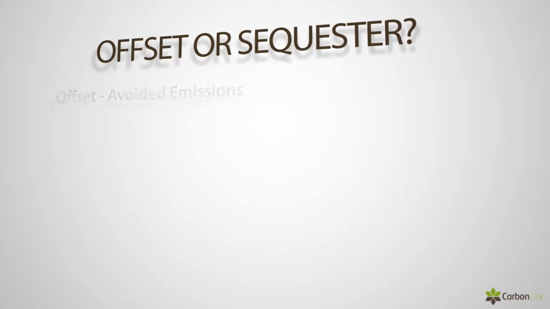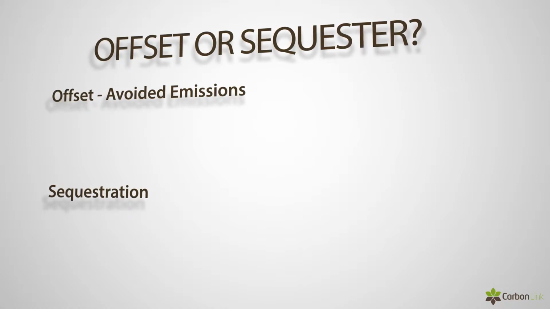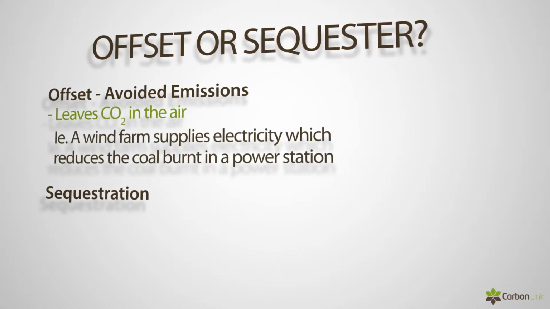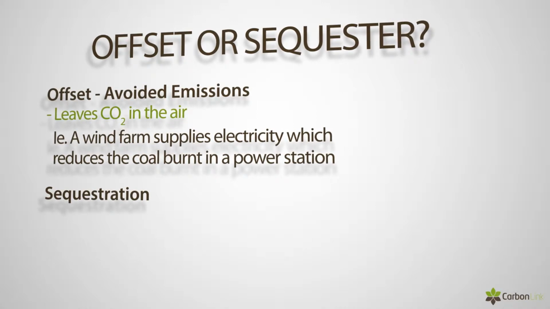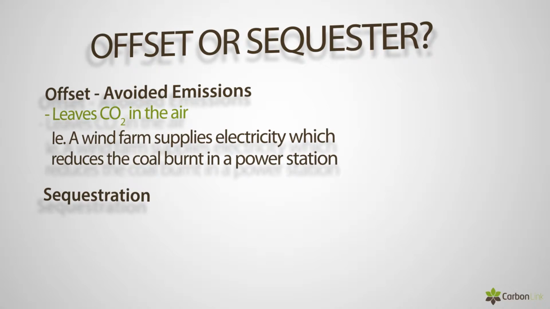The first is, do we offset or do we sequester? Most carbon schemes around the world are really about offsetting. In other words, we leave the CO2 in the atmosphere, but we reduce the amount that's going in. So for example, if we had a wind farm that supplies electricity which reduces the coal burnt in a power station, that's called an avoided emission.